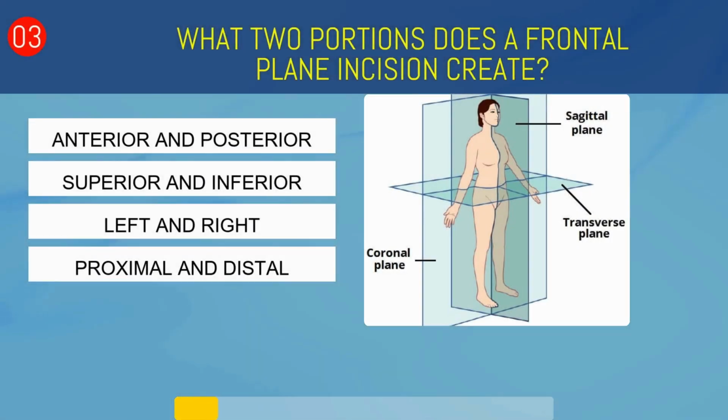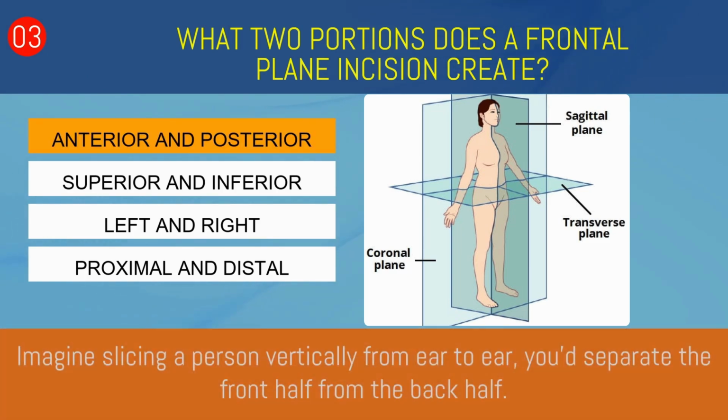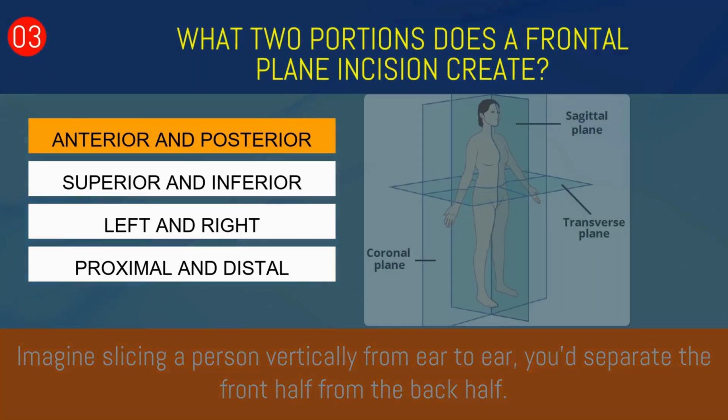What two portions does a frontal plane incision create? Anterior and posterior, superior and inferior, left and right, or proximal and distal? Anterior and posterior. Imagine slicing a person vertically from ear to ear. You'd separate the front half from the back half.